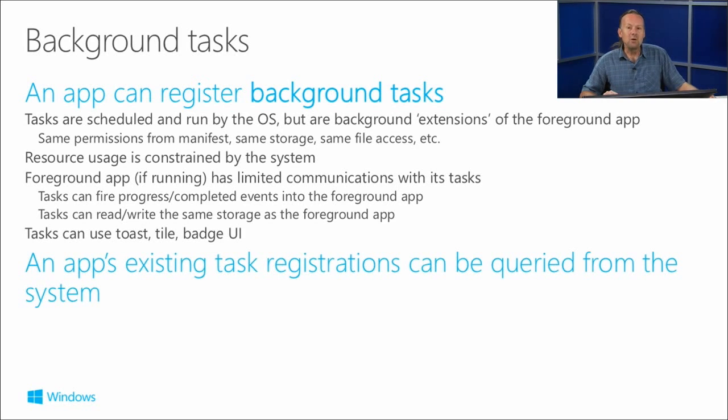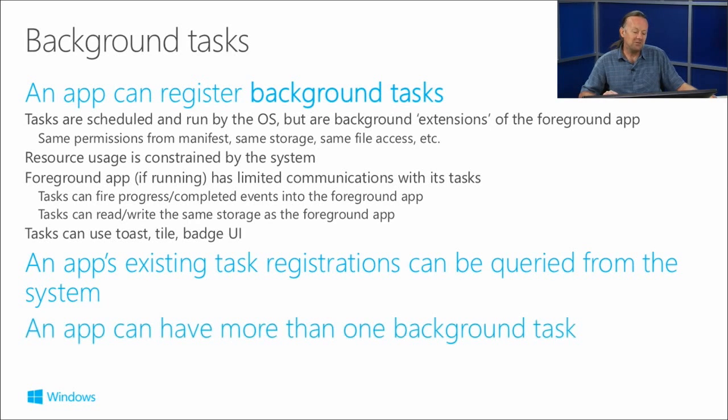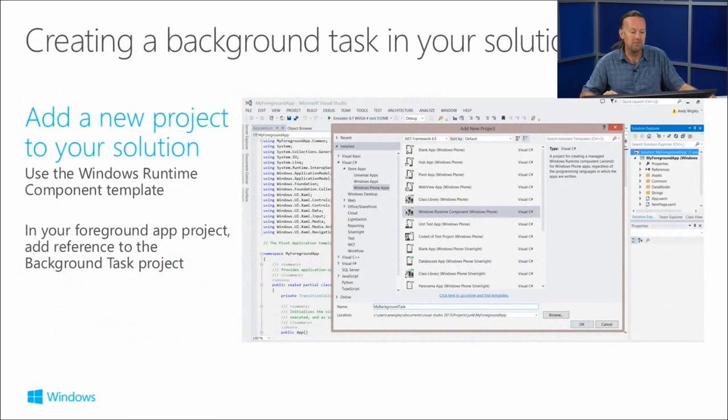And any app can query what task registrations it has from the system. And the important thing is, obviously, an app here can have more than one different kind of background task. So you can have different ones that are firing for different circumstances. So it's much more flexible than what we had in Windows Phone 8.